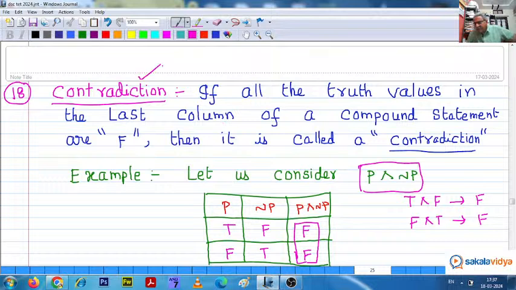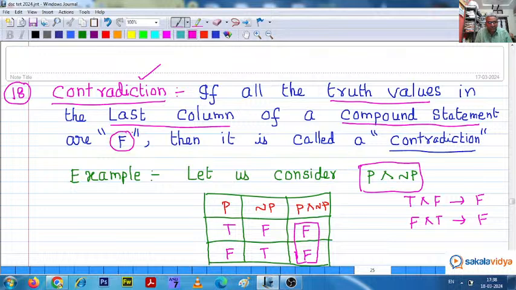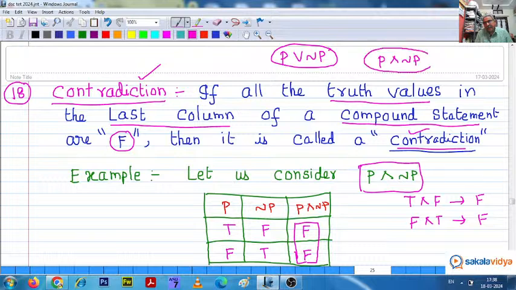So let me just repeat once again, if all the truth values in the last column of a compound statement are F, then it is called a contradiction. One of the examples for contradiction is P and negation P. For tautology, remember very simple, P or negation P is the example. So P and negation P is the example for contradiction. I hope it's very clear to you.